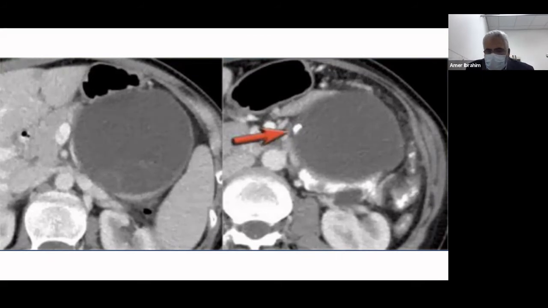These lesions could have calcification in the wall of the lesion, as shown in this image. The red arrow shows the calcification of the cystic lesion. The MCN contains mucus, as the name says. It is a mucin secreting cystic neoplasm, and it has malignant potential. If you leave it, it could develop malignancy.